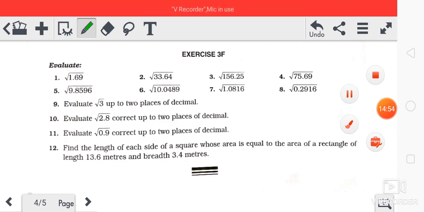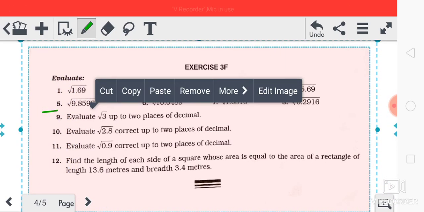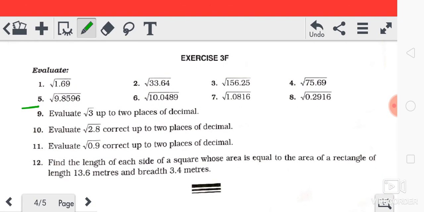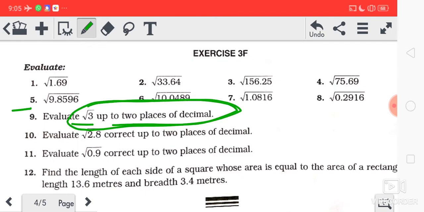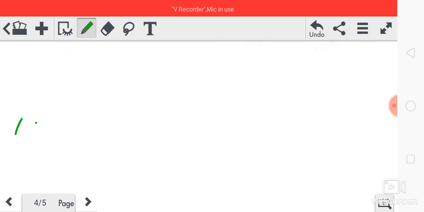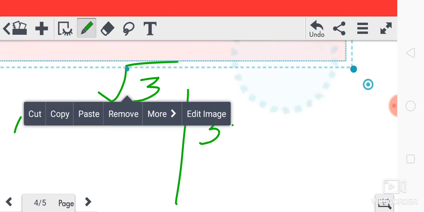Now come to this question, question number 9. Evaluate root 3 up to 2 places of decimal. Root 3 we have to evaluate up to 2 decimal places. Okay, so what we have to do, root 3 means we have to find the square root of 3. So after decimal we have to find how much, 2 decimal places.